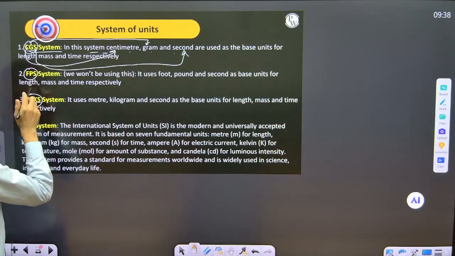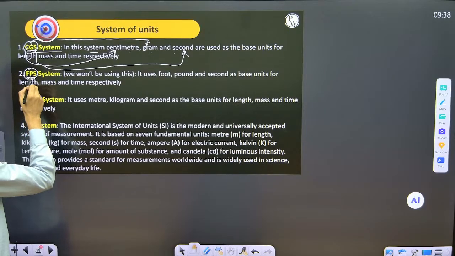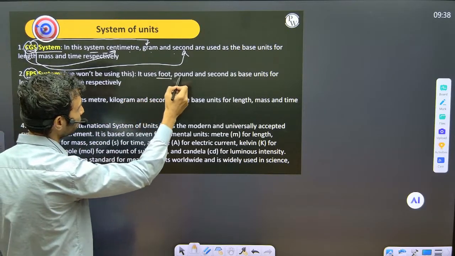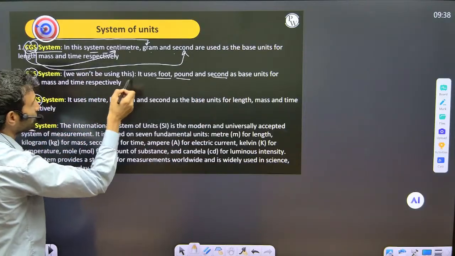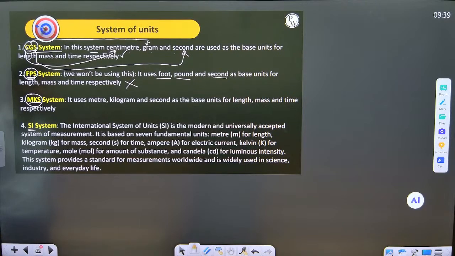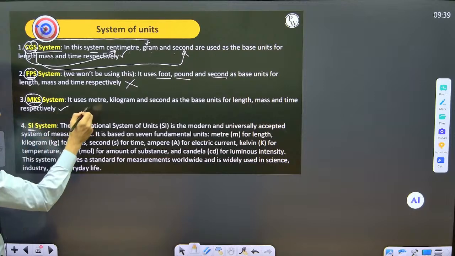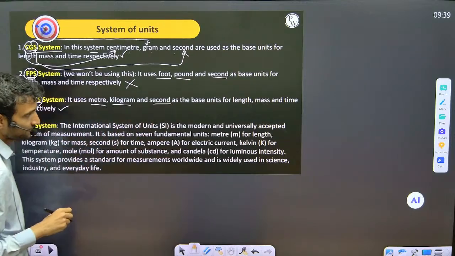Similarly, we have something called the FPS system. In this system, we'll only use foot, pound, and second. As you can see, foot, pound, and second. But we don't use this system. Then in MKS also we use meter, kilogram, second. You can see meter, kilogram, second, right?